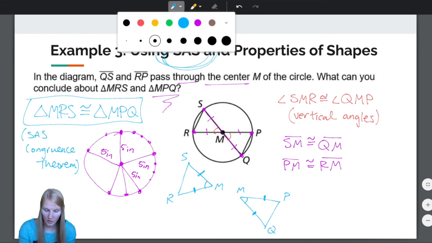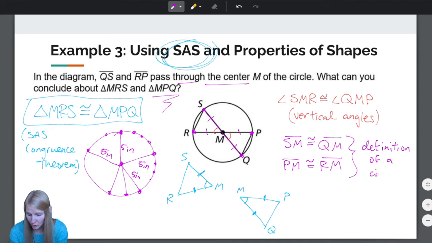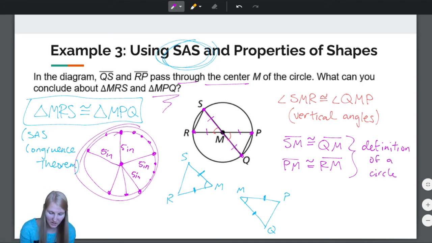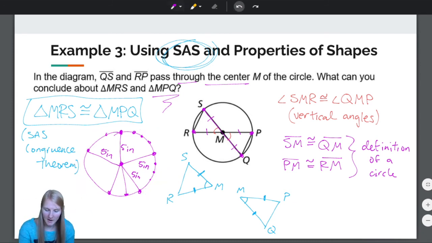Okay, and you know what? I'll write the reason over here too. We knew that the sides were congruent because of the definition of a circle. That's what a circle is. That's what it means to be a circle, that every point is the same distance away from the center.